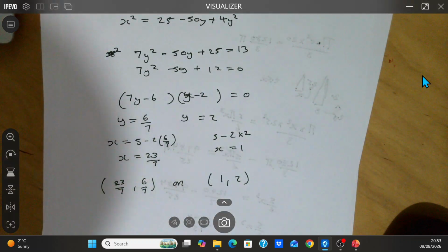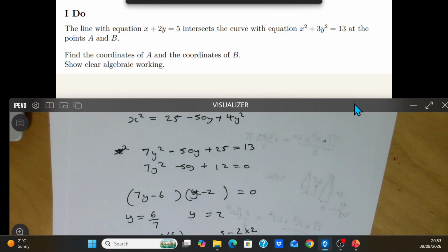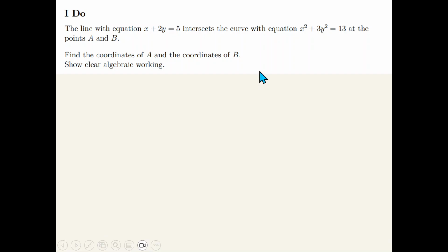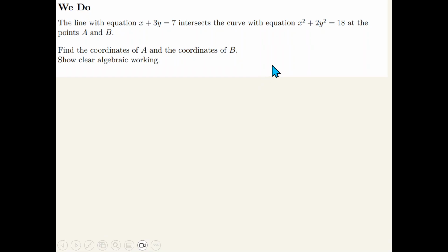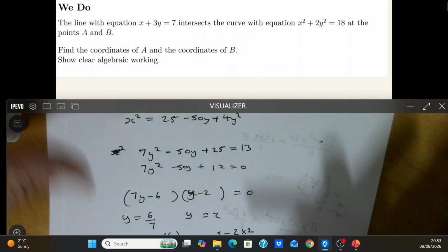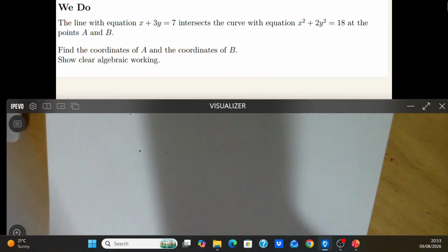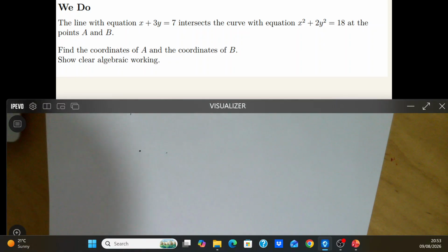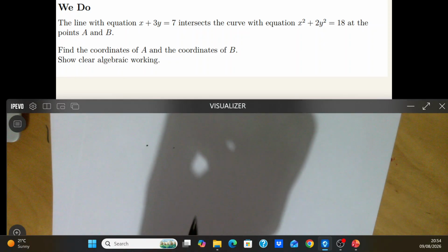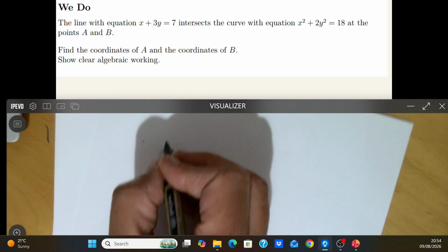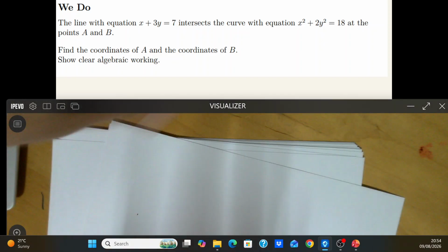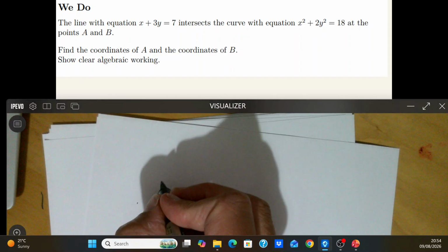Right. Now, get ready. Slide will change. You have a go. Looking at mine, what was the first thing I did? The first thing I did was make x the subject and work out x squared. So can you make sure you're doing that?